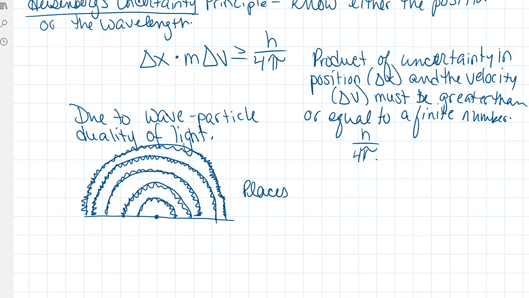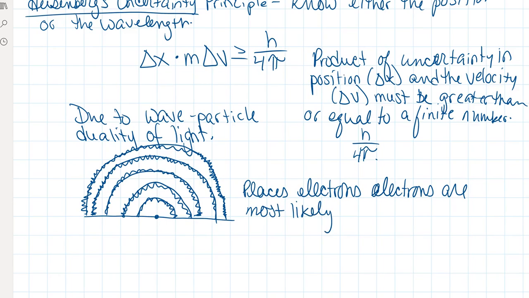So in this case, these are the places electrons are most likely found. And you can often hear this called, in a fancy word, a probability density. This is the place we're most likely to find it, and it gets less probable the farther away we get from these particular places.